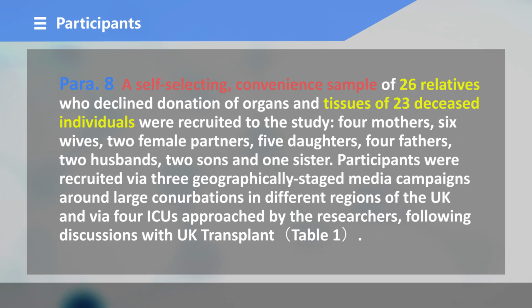However, it's worth mentioning here the description of participants in paragraph 8: a self-selecting convenience sample of the 26 relatives who declined donation of the organs. Tissues of 23 deceased individuals were recruited to the study. Please do think over how we can describe participants clearly, and its vital parts in an experimental study.